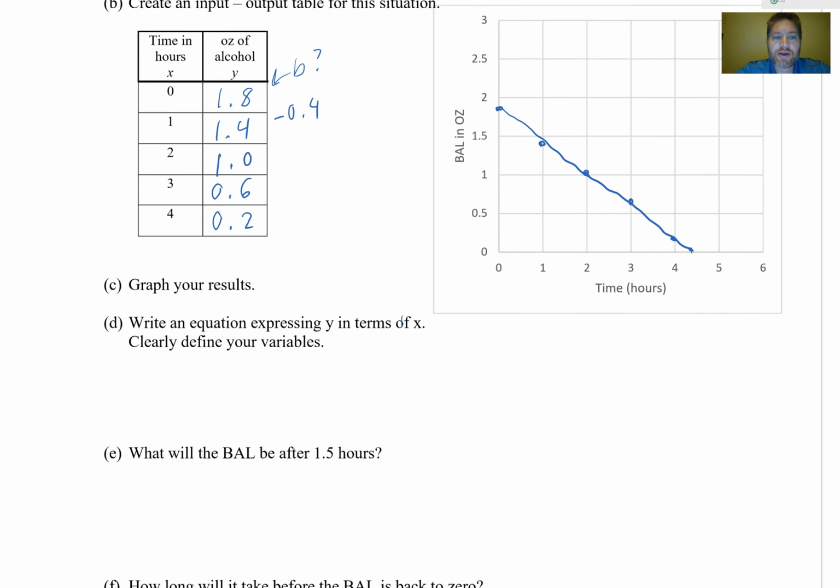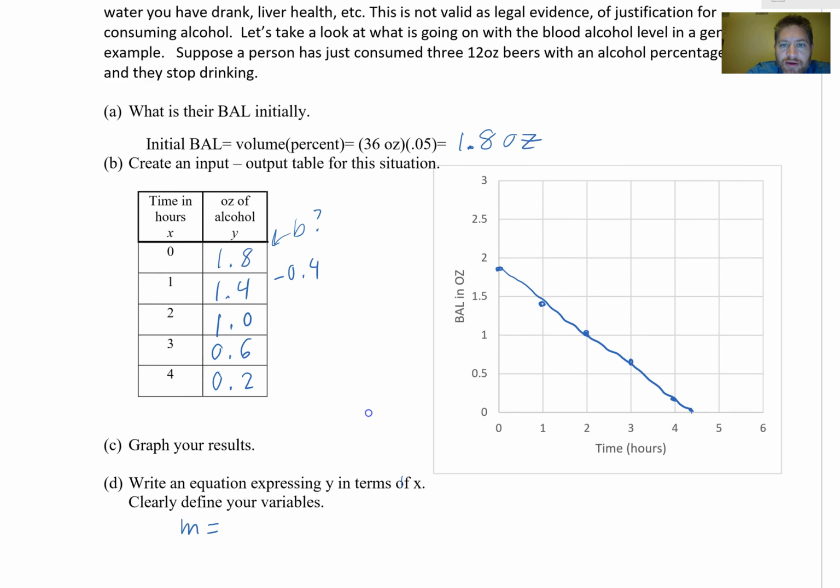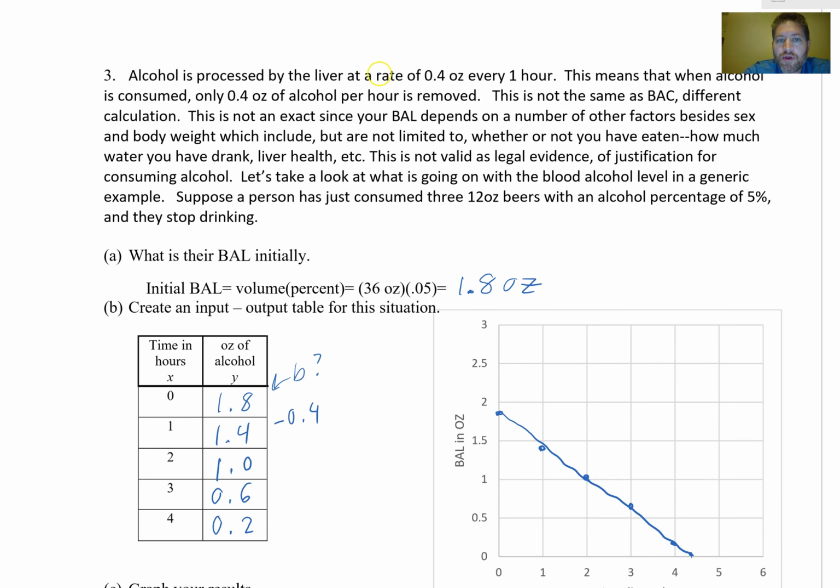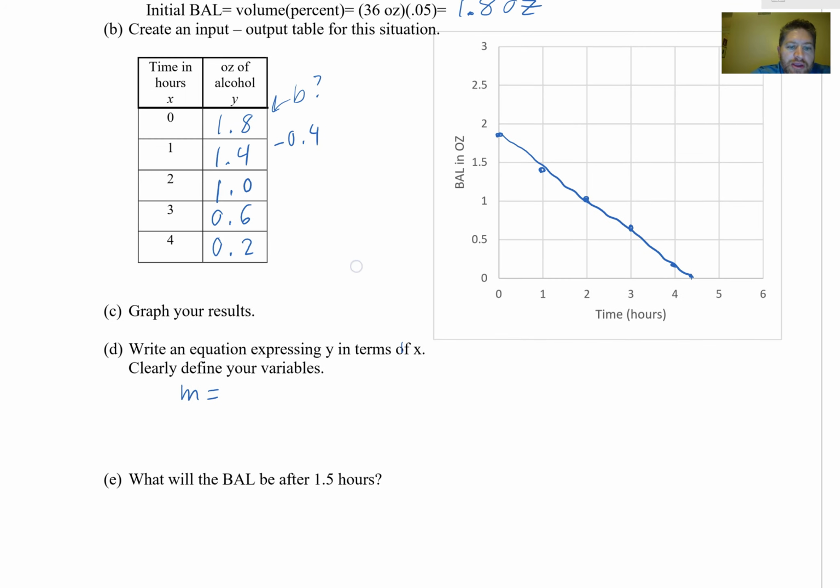Next one. So now what we want is a linear equation for this, because you don't want to just make table after table. We want a linear equation. So when we make our linear equation, the first thing we need is our slope. And here, our slope was 0.4 ounces every hour. And if it says removed, we already knew that we would have a negative. So that is our slope. When they give us a constant rate of change, they're giving us the slope. So this is minus 0.4.